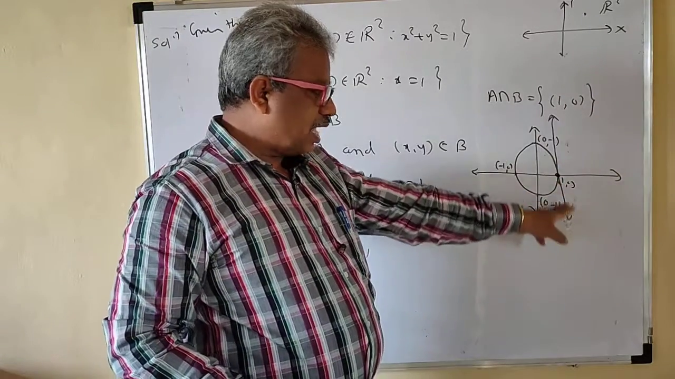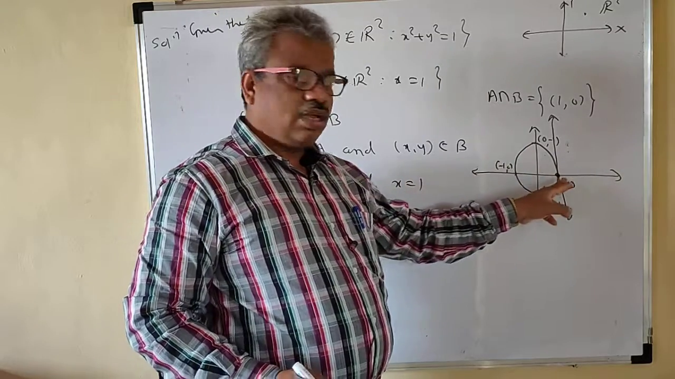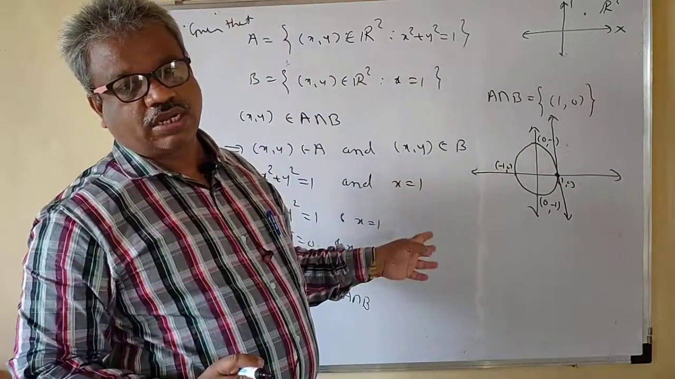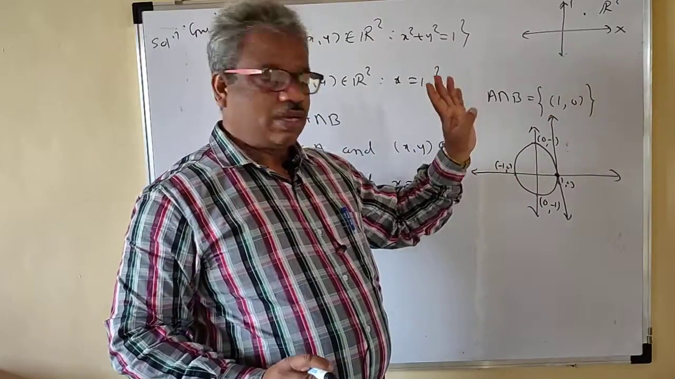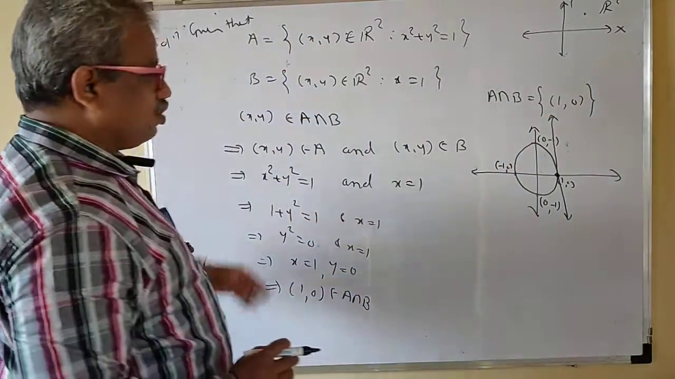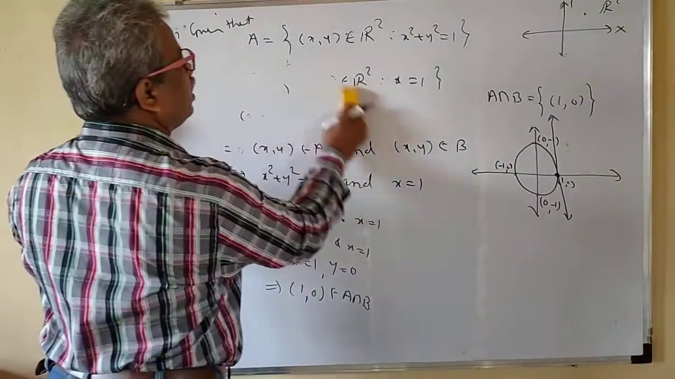This line is tangent to the circle at the point (1, 0). So that means (1, 0) is the common point to both the circle and the line. So how can we express it geometrically? We write the geometrical representation of this one.